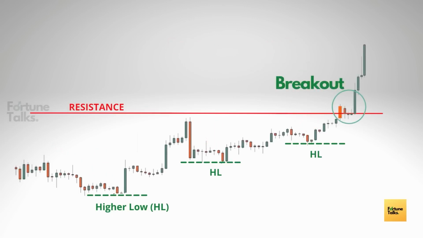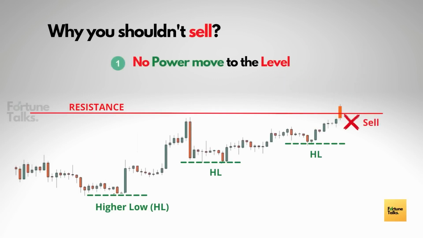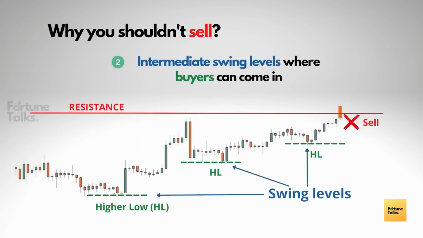Now, at this instance, you don't want to be shorting at the resistance because, number one, you don't have a momentum move into the resistance structure. And number two, if you were to go short into the resistance, there are swing levels which have been formed where the buyers could potentially come in, and the result is that you will hit your stop loss.